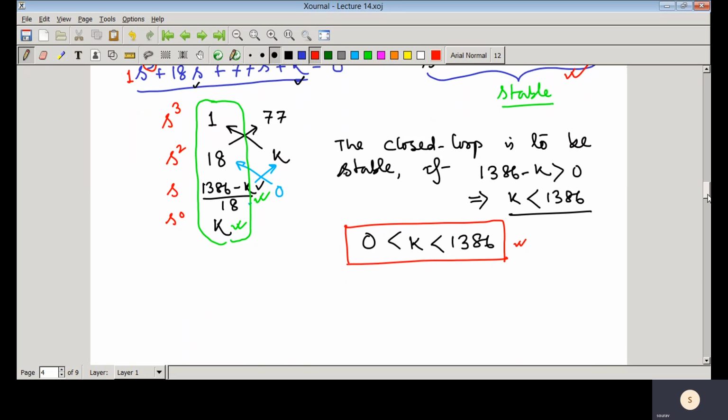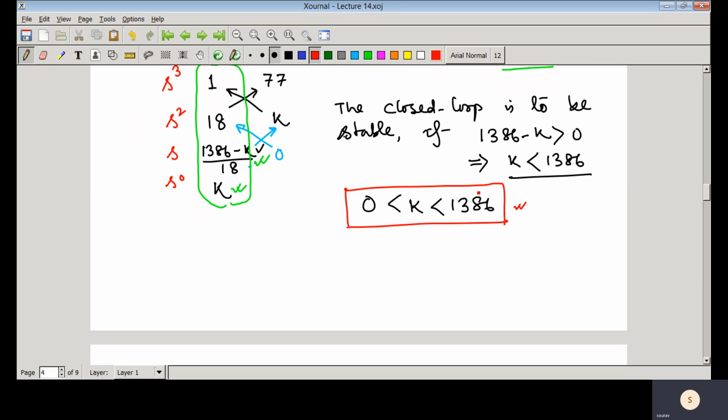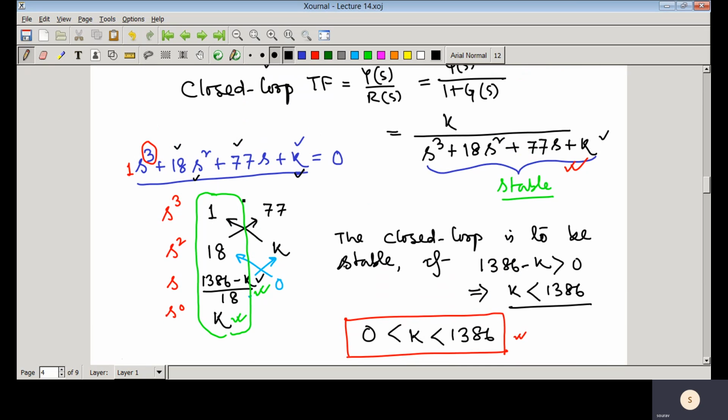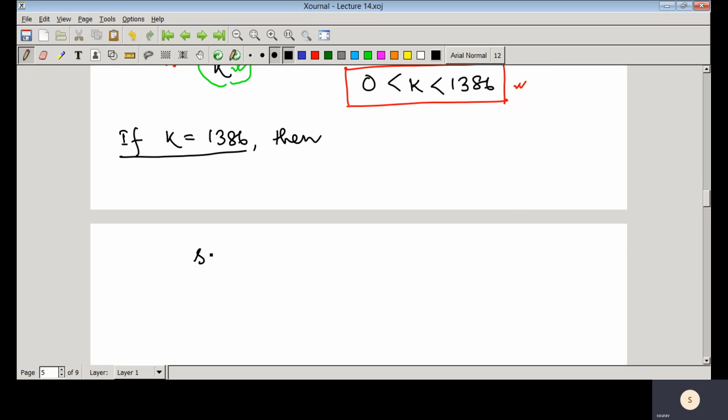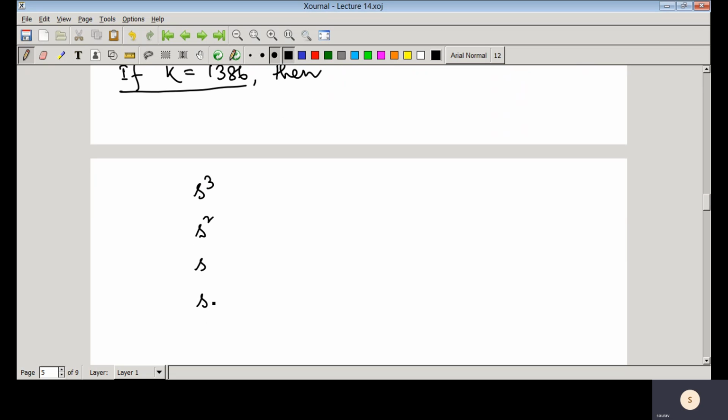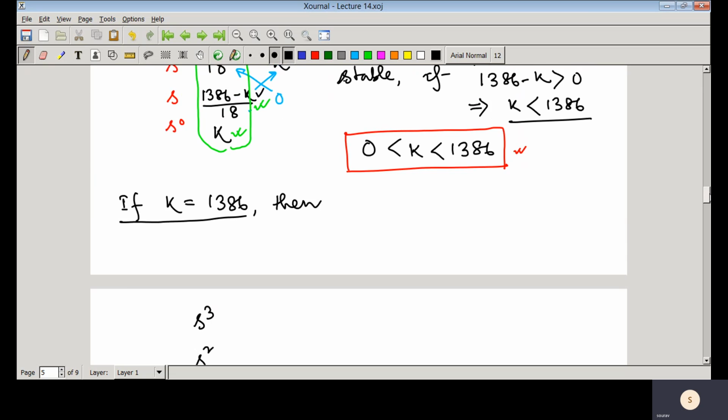So now let us see what happens if we put K equal to 1386. In this case, if you look at the Routh-Hurwitz criteria, we are again doing that one: s cube, s square, then s, and s0.